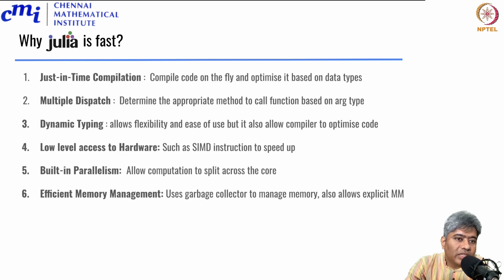So why is Julia fast? Essentially, Julia's compiler was written based on 6 major foundational goals. The compiler tries to achieve 6 major goals. One is just-in-time compilation. So it compiles the code on the fly and optimizes it based on the data type. If you have a data type, say float 64, or an int 32, or something else, it runs the code compilation based on the data types and tries to optimize accordingly.